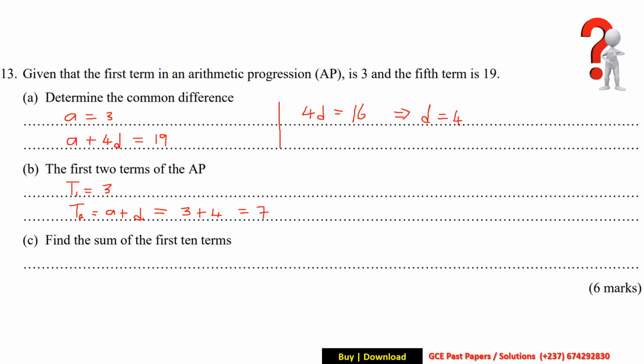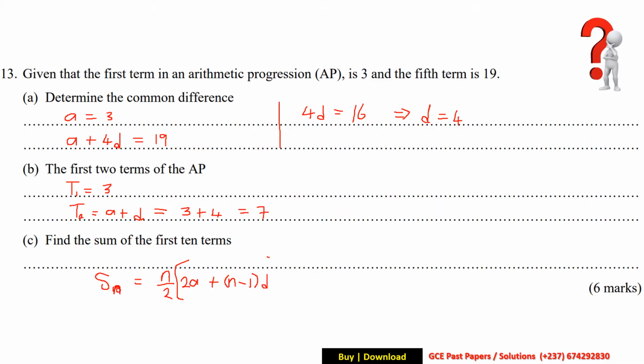And then now to find the sum of the first 10 terms, S10, for an arithmetic progression. What's the formula to find the sum of the first n terms for an arithmetic progression? It should be n over 2, into 2 times A plus (n minus 1)d. But note our n here is 10. So let me just write Sn first: n over 2 into 2A plus (n minus 1) times the common difference.